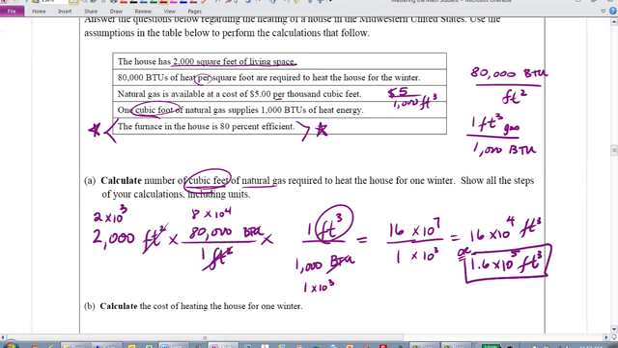But wait. The number of cubic feet of natural gas required to heat the house for 1 winter would be this if it were 100% efficient, but it isn't. So I need to take that number, the 1.6 times 10 to the fifth cubic feet, and divide it by 0.8. I've got to get that 80% efficient business in there.